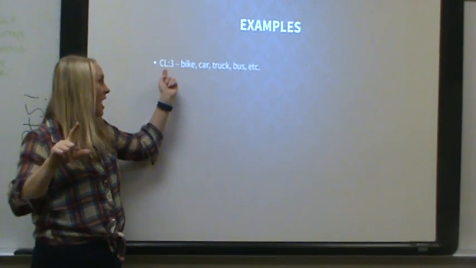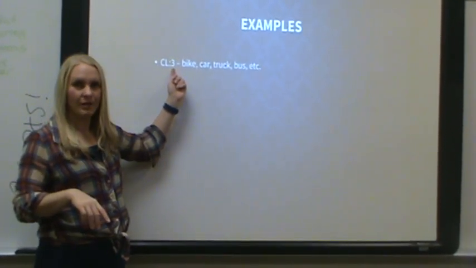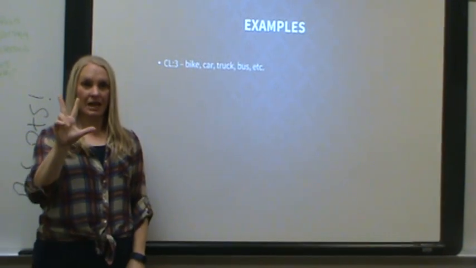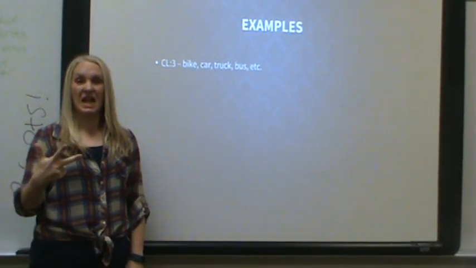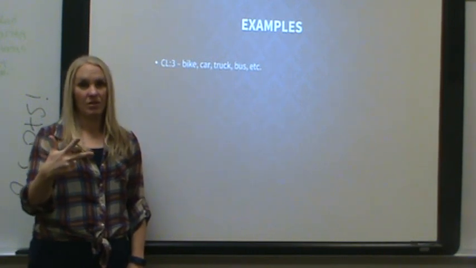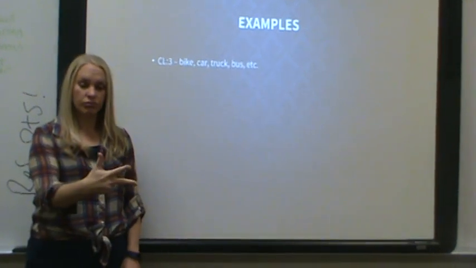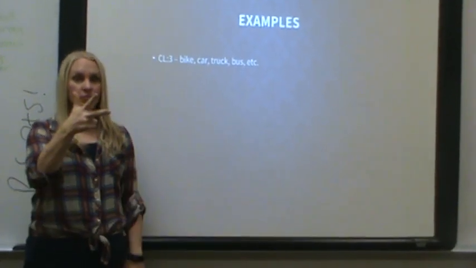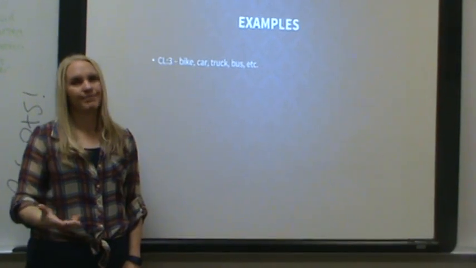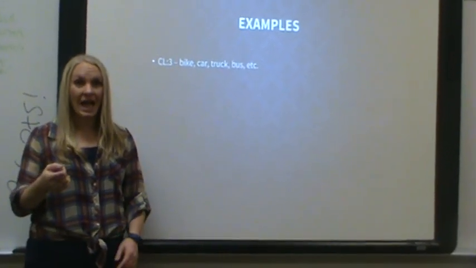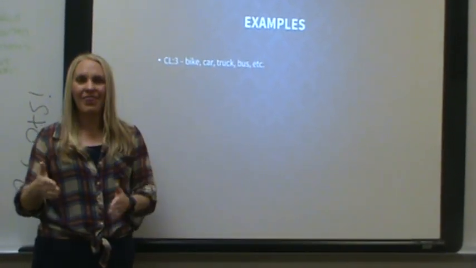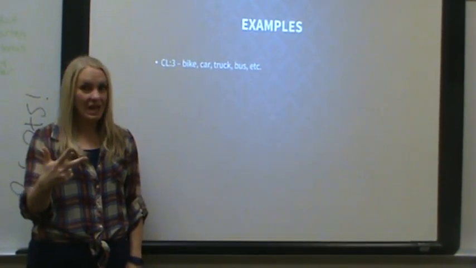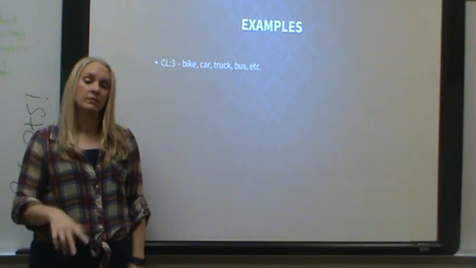CL, classifier, and then the shape, a 3. All right, here's our classifier with the hand shape 3. It can be usually any kind of vehicle: a bike, a car, a boat. Notice how I had to sign what it is, and then I showed you the classifier hand shape. So you must say what it is.